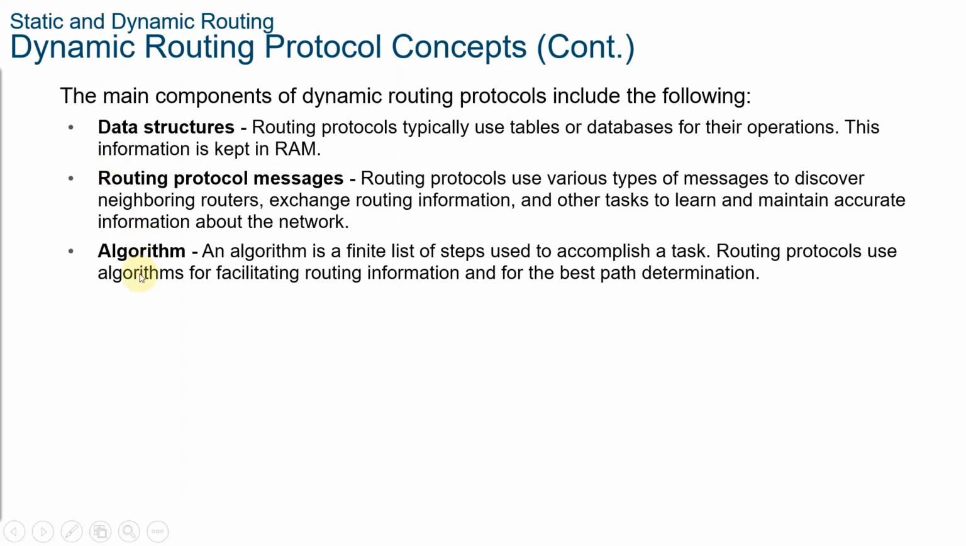The next one is the algorithm. An algorithm is a finite list of steps used to accomplish a task. That was the definition in programming, right? Routing protocols use algorithms for facilitating routing information and for best path determination. Routing protocols allow routers to dynamically share information about remote networks and automatically add this information to their own routing tables.